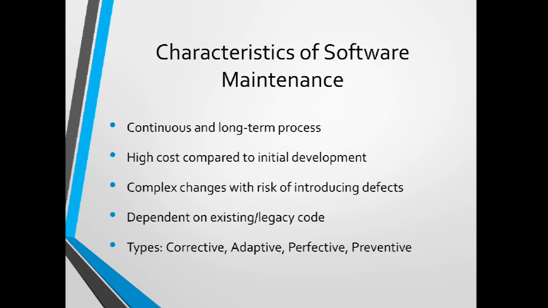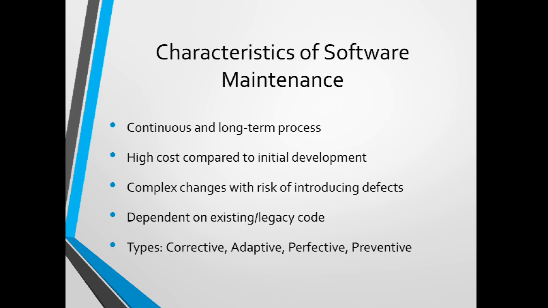First one is corrective maintenance. This is what most people think of as maintenance. It's about fixing defects that are discovered after software has been released. An example would be patching a critical security flaw or fixing a login bug in a banking app. It's a reactive process.